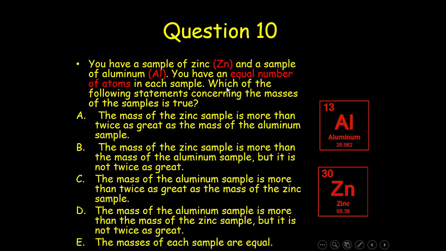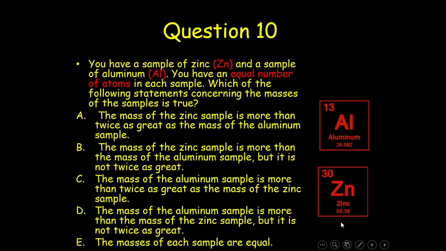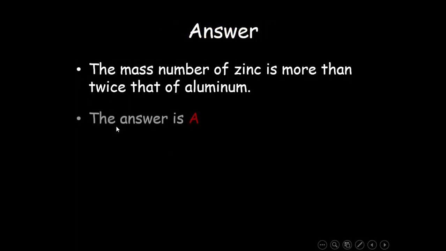Again, we would need the periodic table for this question because we need to know the mass number of aluminum and zinc. And here we have them: 26.982 and 65.38. This question might seem too long and might seem hard, but it's actually very easy. The answer is that zinc has more than twice the mass of aluminum. We can see here that it's 65.38, and aluminum is 26.98. It should be easy. So the answer is A.